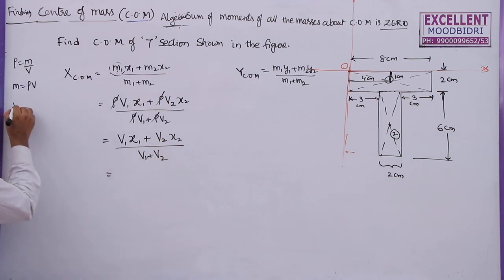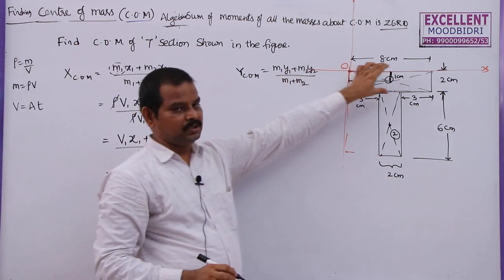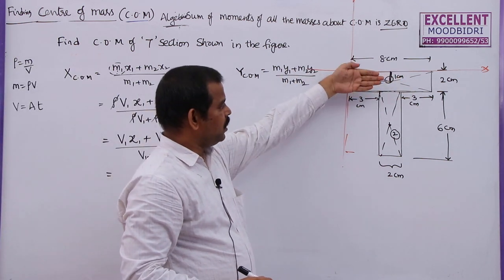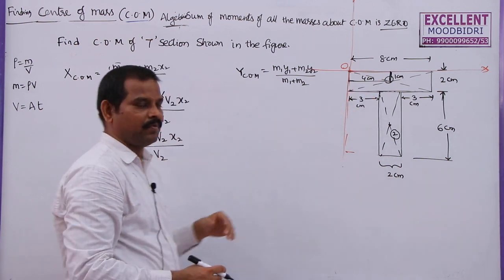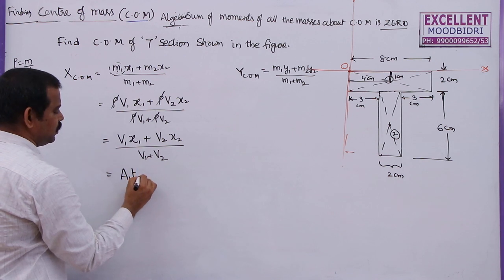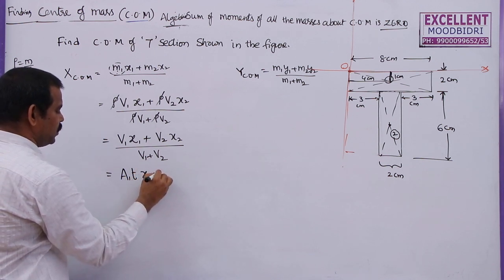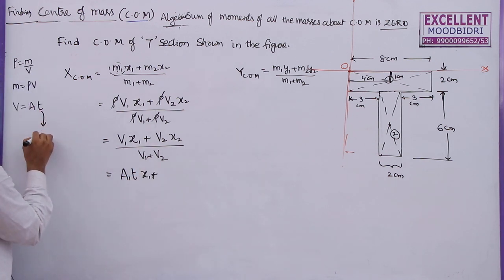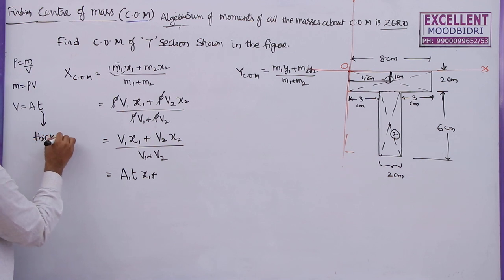But once again we know that volume is equal to area into thickness. So what is the volume of this rectangular plate? That is area into thickness. Thickness is not given in this problem, but we can write this as area 1 into thickness T into x1, where T is the thickness of the plate.